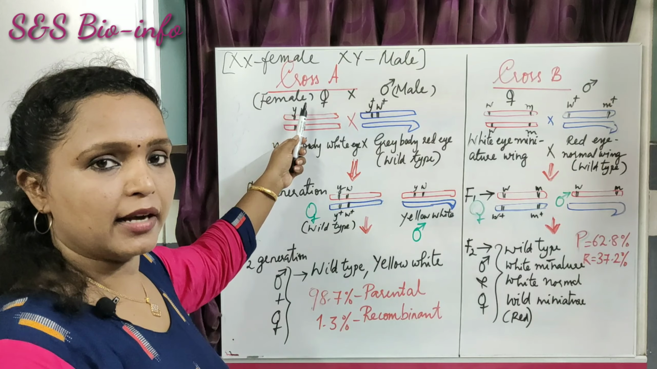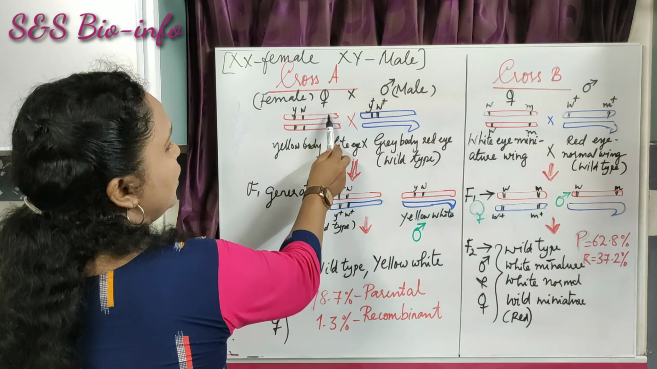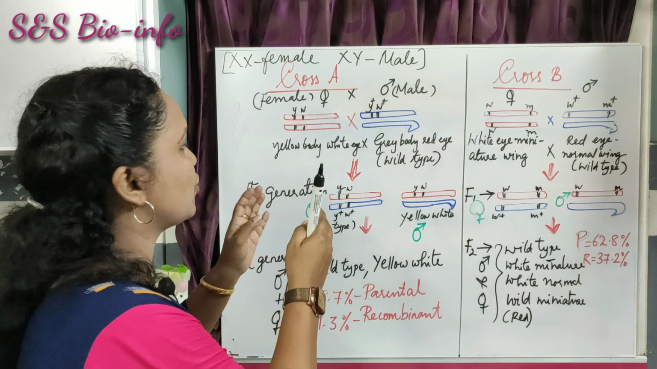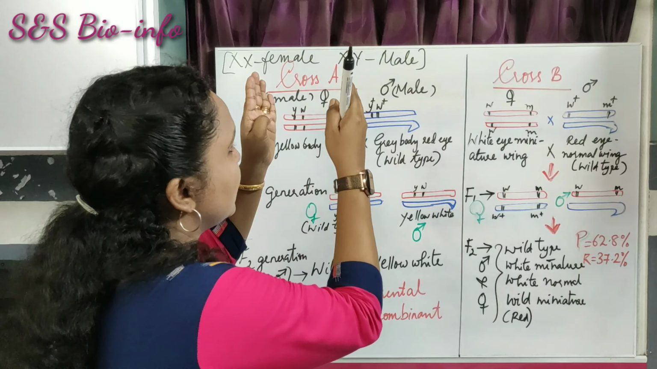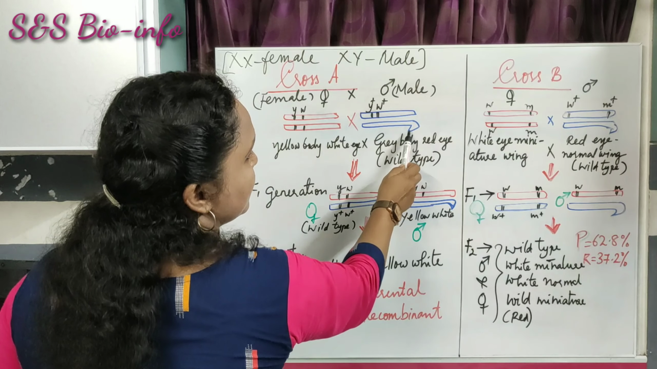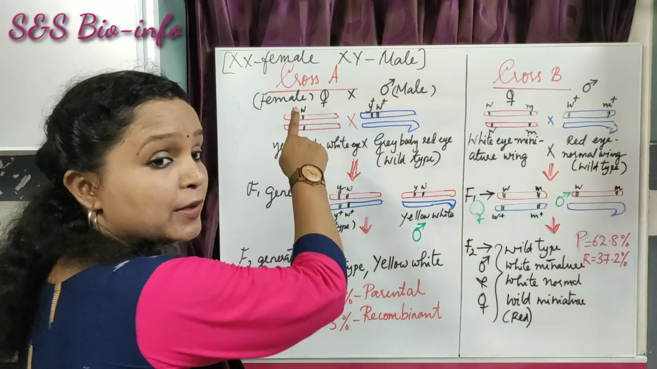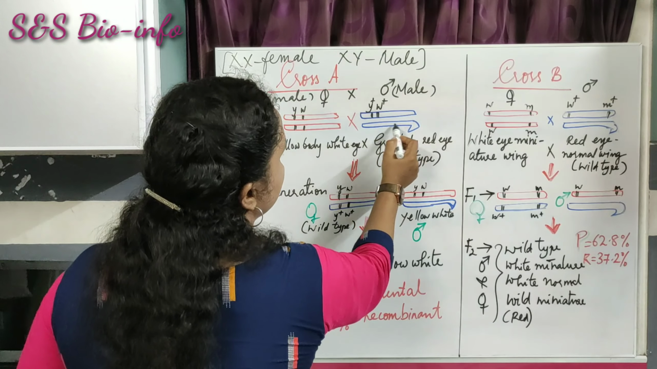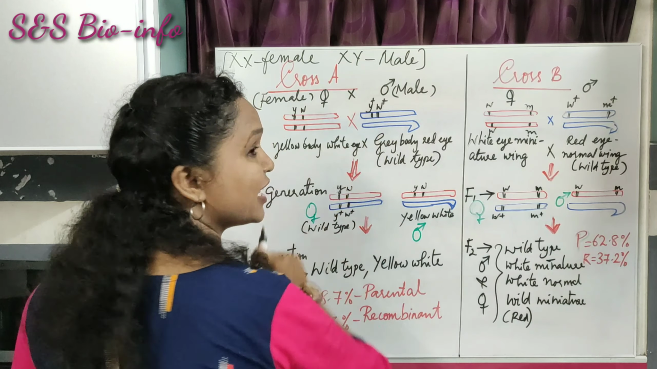Here the first parent is a female with yellow body and white eye. For denoting the X chromosome I have used two rod shaped structures, XX chromosomes. In blue I represented the XY chromosome. This is the X chromosome, this is the Y, for which I have used a specific symbol. Genes are present only in the X chromosome. The Y chromosome lacks the genes, so I haven't labeled genes there.